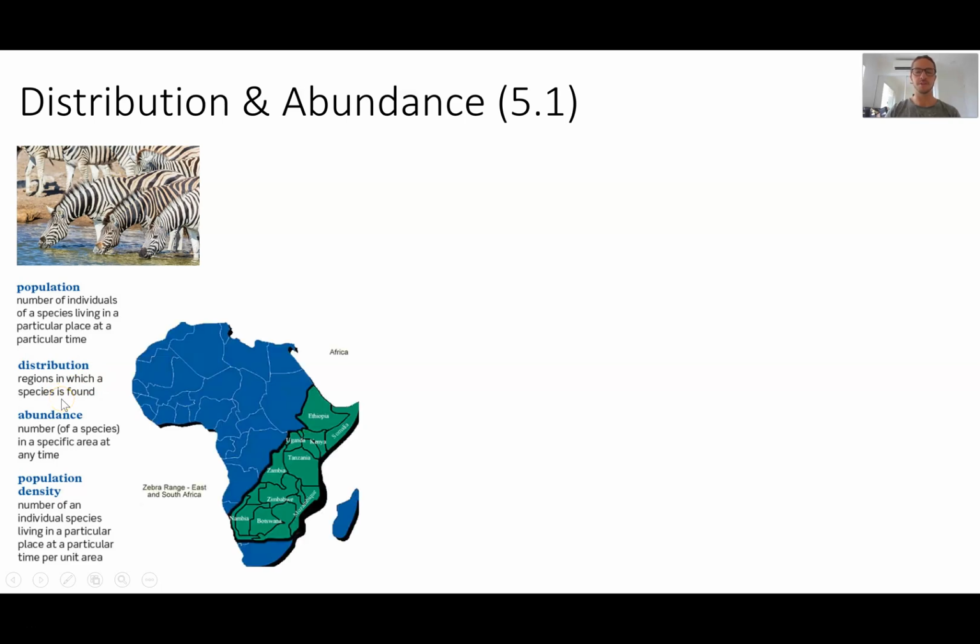So the distribution of the common plains African zebra is East and South Africa. Whereas abundance is the number of a species in a specific area at any time. So we could talk about the abundance of zebras in all of Africa or just in Tanzania. Population density, though, is the number of a particular population living in an area at a time per unit area.